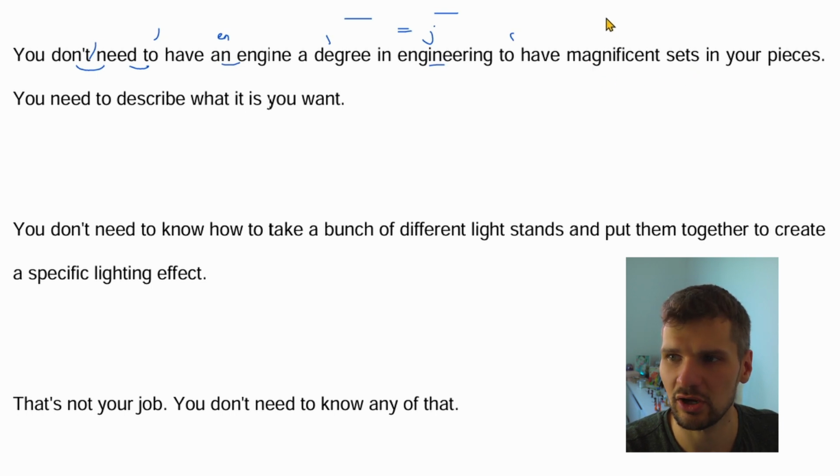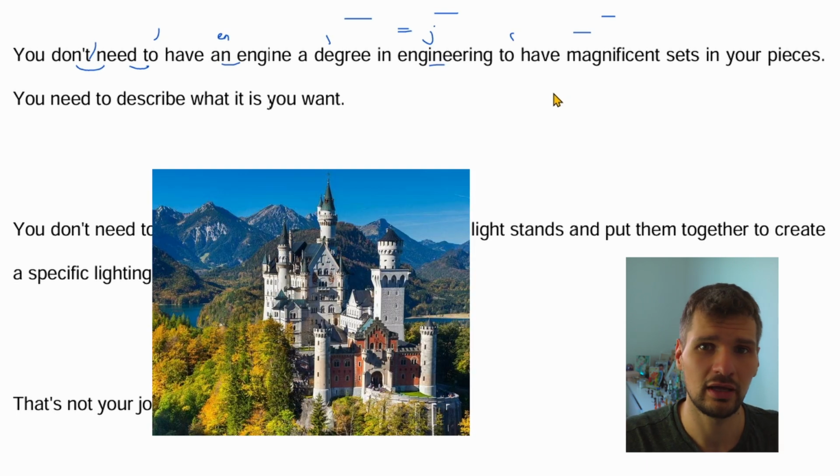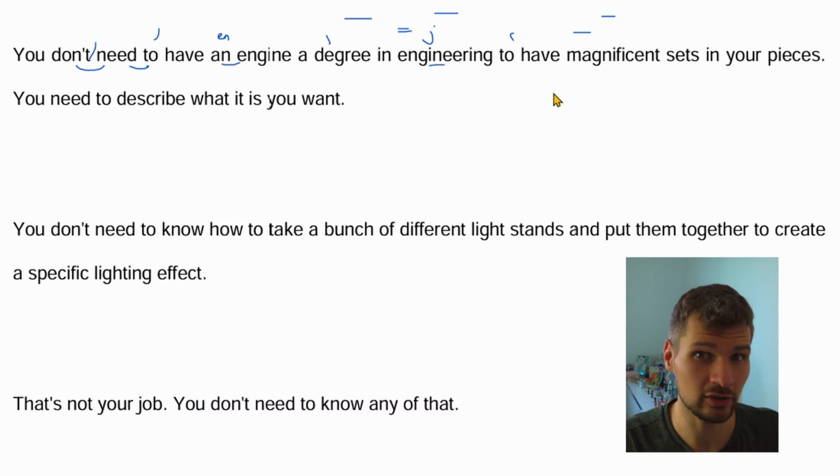Magnificent. Primary stress goes on to ni. Mag, as in hat or apple. Magnificent sets. What is magnificent? Magnificent is something extremely beautiful. For example, you go on a holiday and you see a very large and beautiful castle, and it's so strikingly beautiful you can't describe it with words. This is when you can say that it's a magnificent castle. It's so beautiful, I'm struggling to find words to describe it. Magnificent castle.